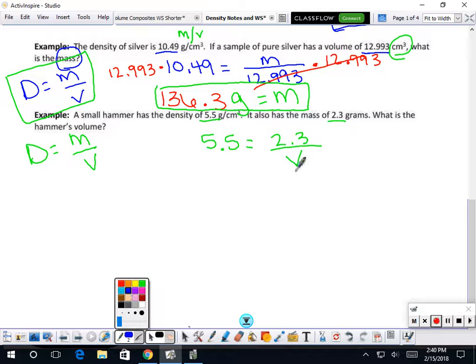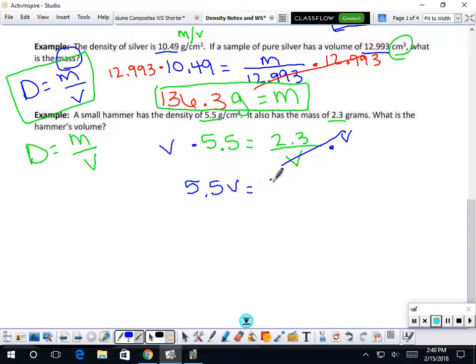To solve for V, I need to first move it out of the bottom of my fraction. So I'm going to multiply both sides. I get 5.5V is equal to 2.3. I'm going to divide both sides by 5.5 here. So 2.3 divided by 5.5 will give me 0.42.